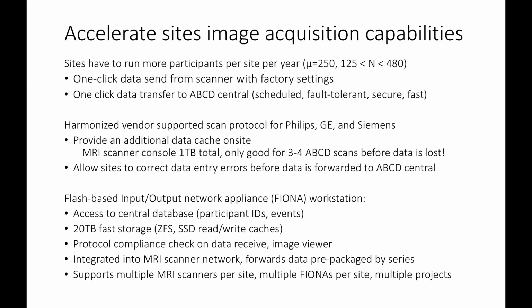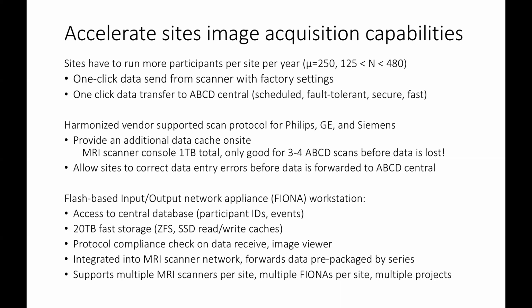We also wanted to allow sites to correct data entry errors. When they create a scan session, they're asked to enter a patient ID and a patient name. For the ABCD project, this is an anonymized ID. But the anonymized ID is not very easy to memorize, and people tend to make errors if they have a lot of other things going on at the same time, for example making the participant in the scanner feel that everything is okay. So we had the idea to place a separate system at each of the 21 sites. We use an NFS project for those, and the systems are called flash-based input-output network appliances.